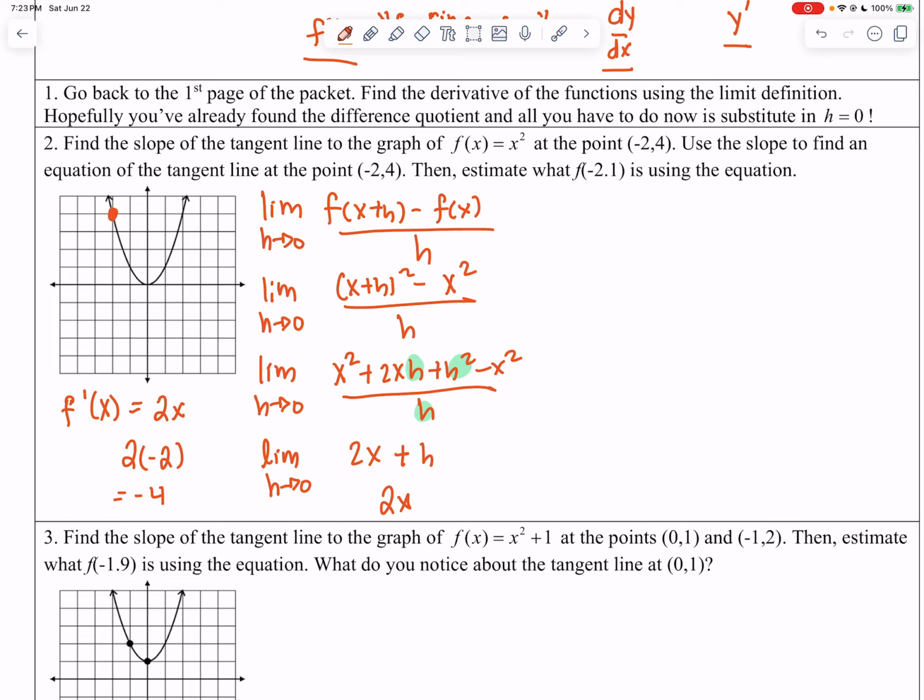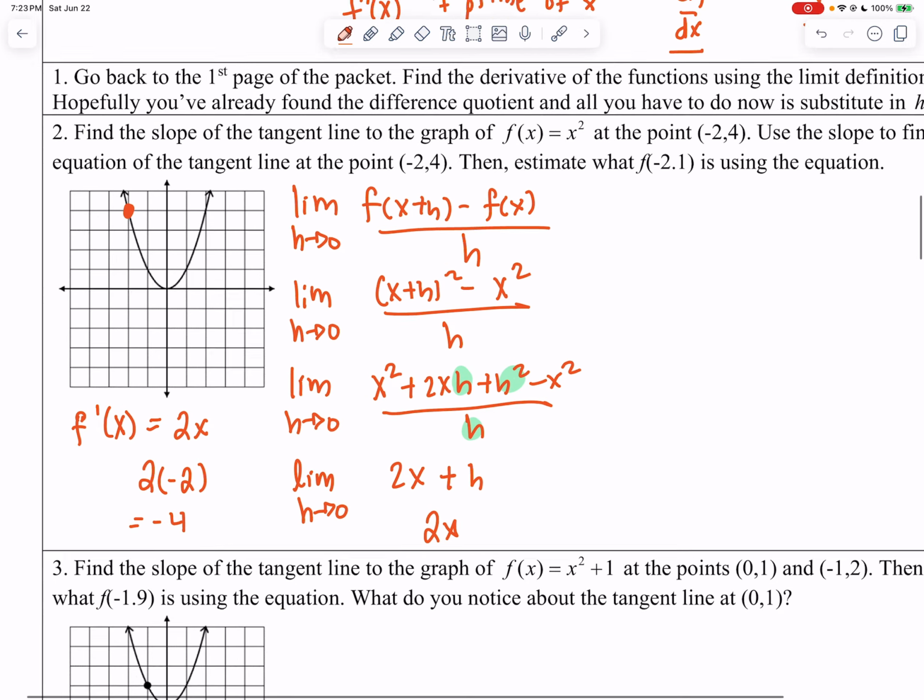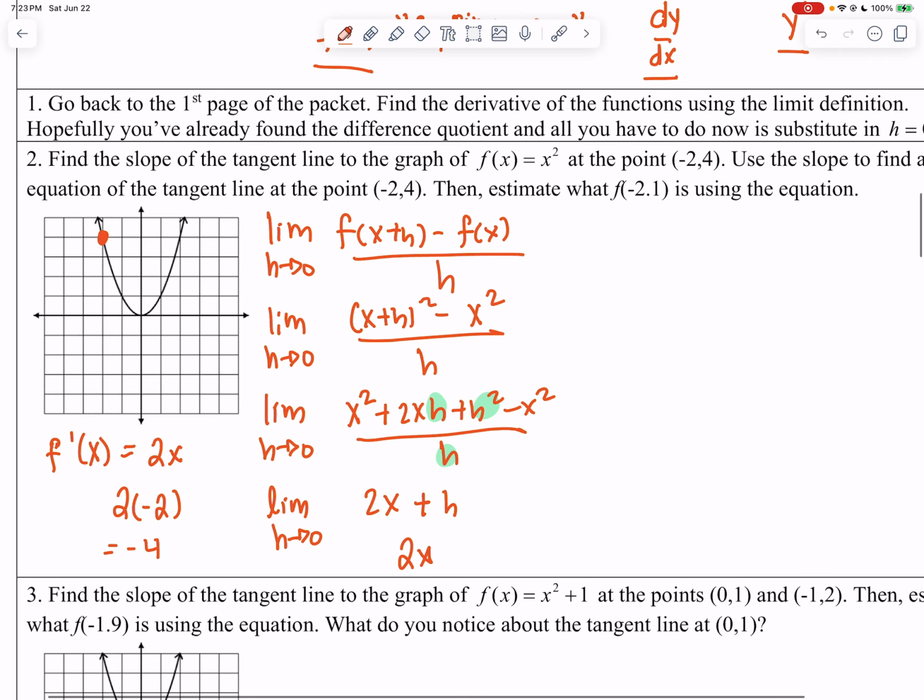So here, if I were to draw the tangent line at the point -2, 4, I'm going to have a slope of -4. 1, 2, 3, 4. 2, 3. 1, 2, 3, 4. And then I'm just going to go ahead and graph it like that. That's not pretty. Graph it like that. So there's my tangent line.